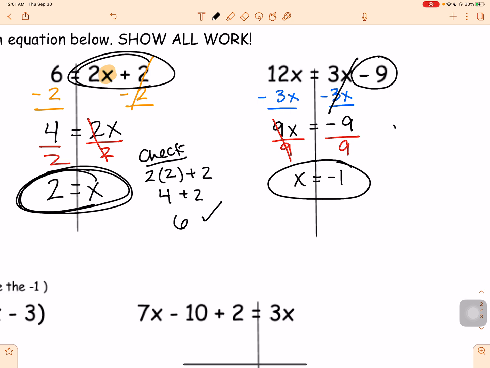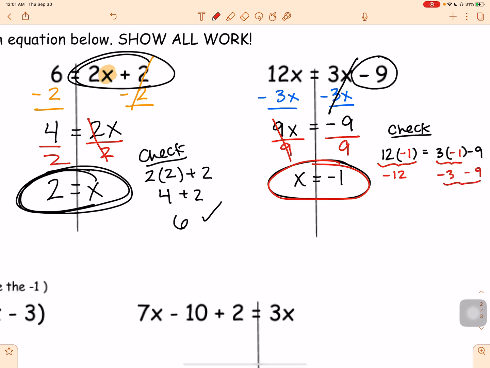So if we wanted to check this, it's going to be 12 times the x should equal 3 times the x minus 9. So what I'm going to do here is plug this in, negative 1, negative 1. And I'm just going to simplify each side. So this side, 12 times negative 1 is negative 12. This side, this should be negative 3 minus 9, which is negative 12. So they do equal each other. So that means we found the right answer.